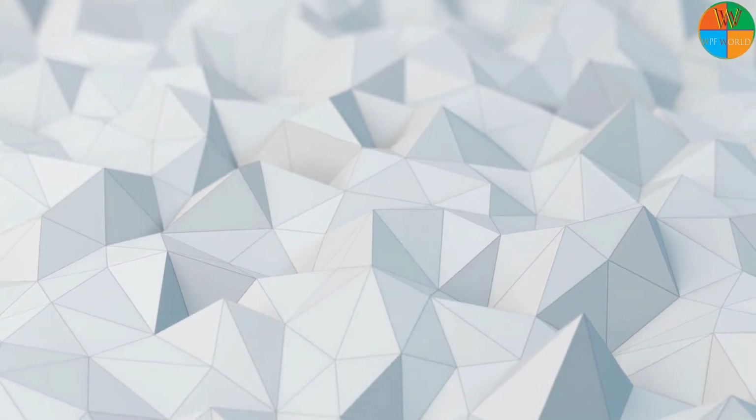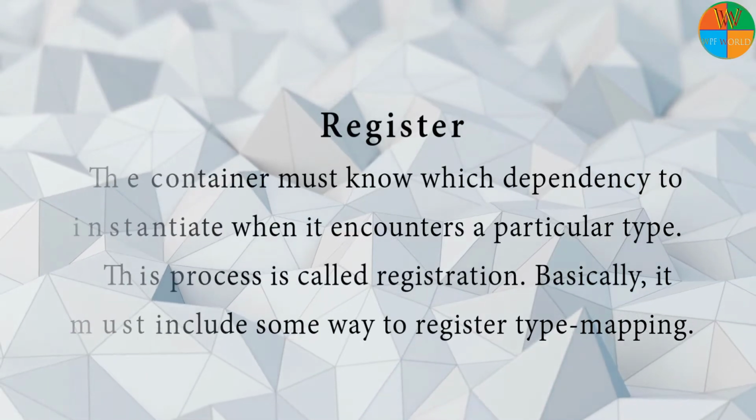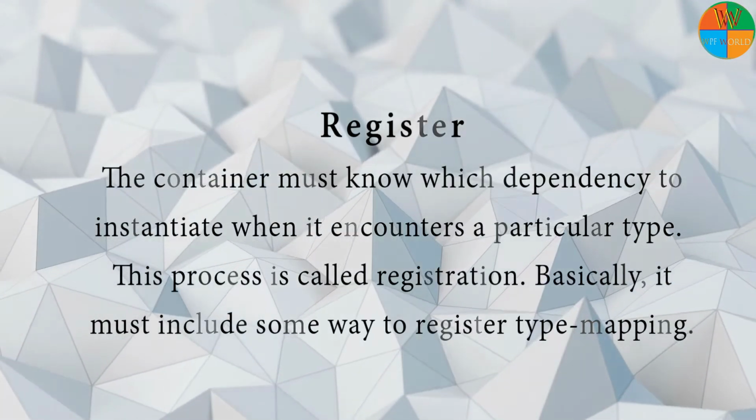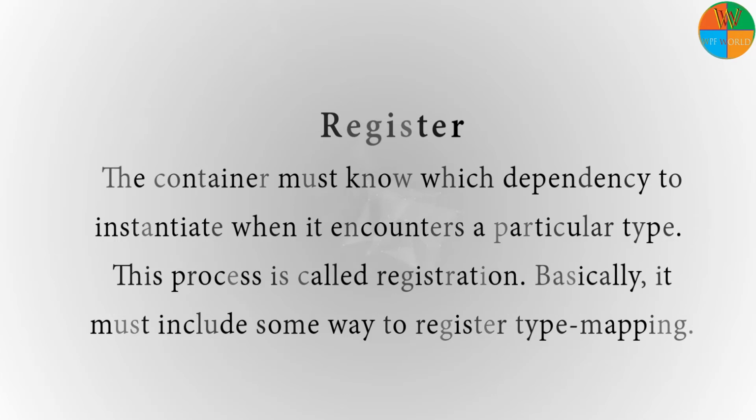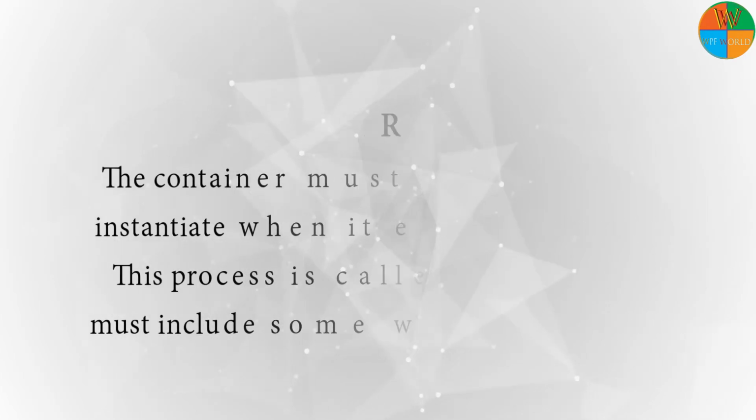The container must know which dependency to instantiate when it encounters a particular type. This process is called registration. Basically, it must include some way to register type mapping.